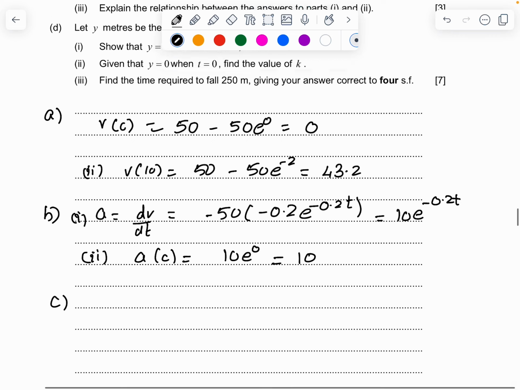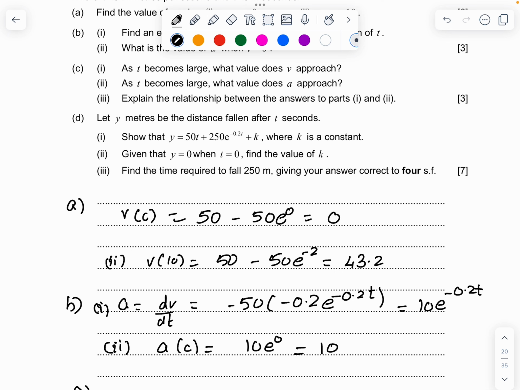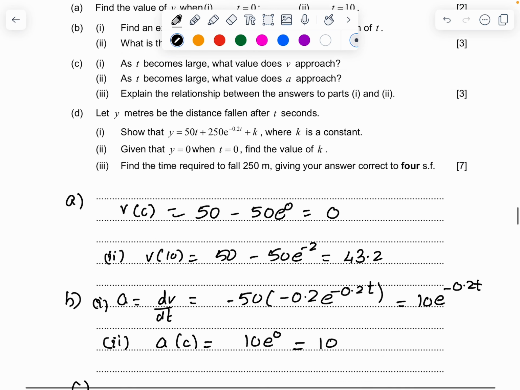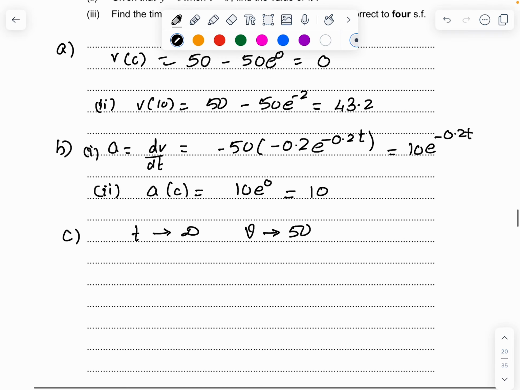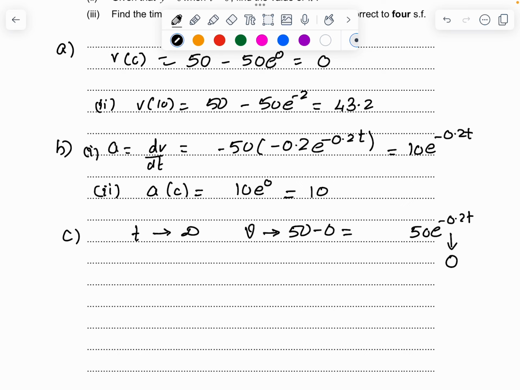Now coming to part C, as t becomes large, what value does v approach? As t becomes large, what value does a approach? Explain the relationship between part 1 and 2. As t approaches infinity, a very large value, we will be approaching 50, because 50 e to the power minus 0.2t will be approaching 0. It becomes 0. So 50 minus 0 is going to be nothing but 50.